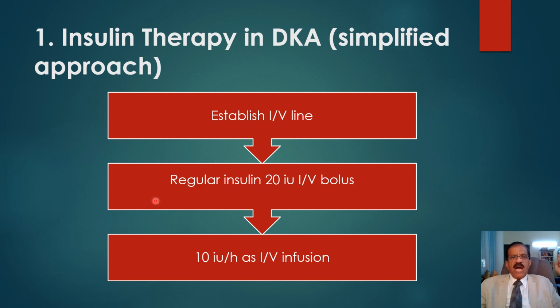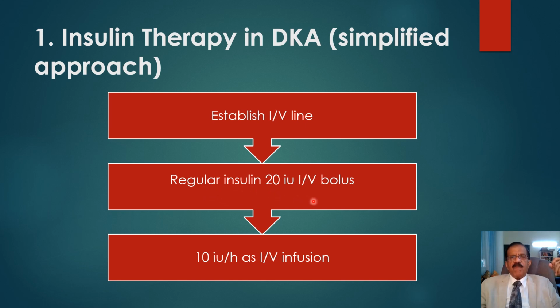So we can start with regular insulin, regular human insulin, or the rapid acting insulin analogs can also be used. Regular insulin is good enough because we are giving it intravenously, so the action would be quick. Regular insulin, when given subcutaneously, the action starts late, but since it is going to be injected intravenously, the action will be very prompt.